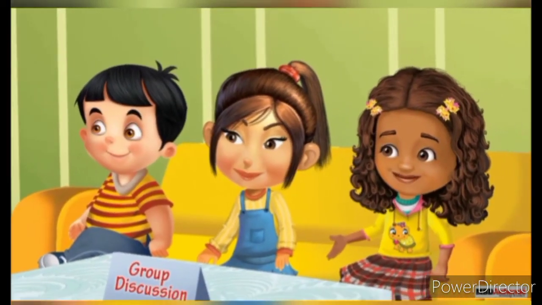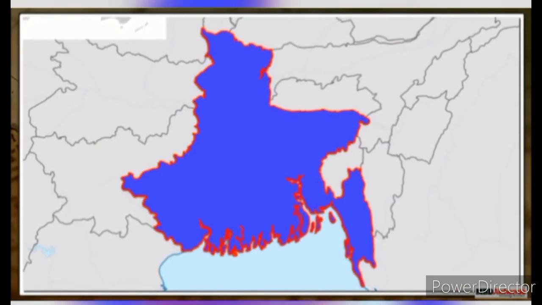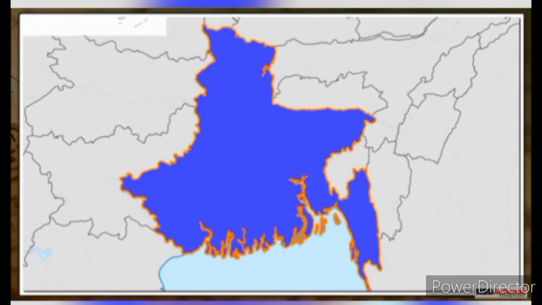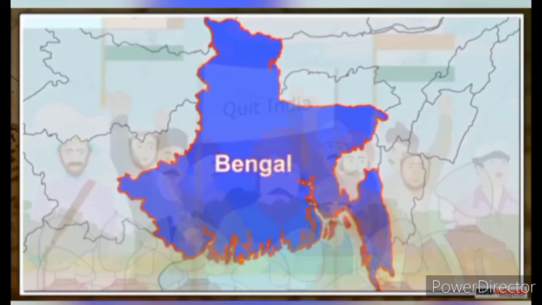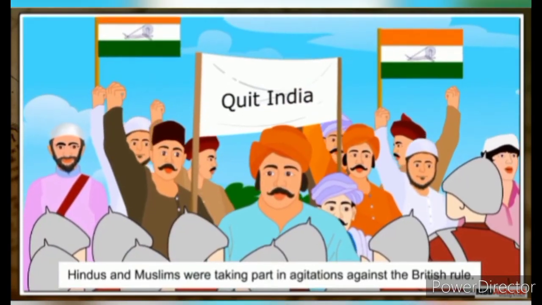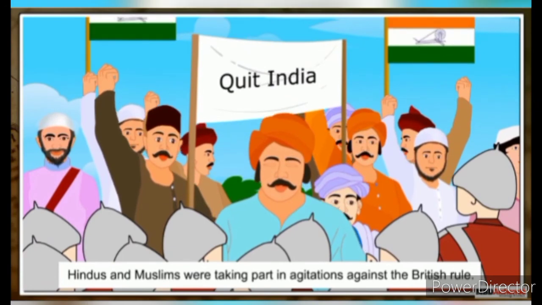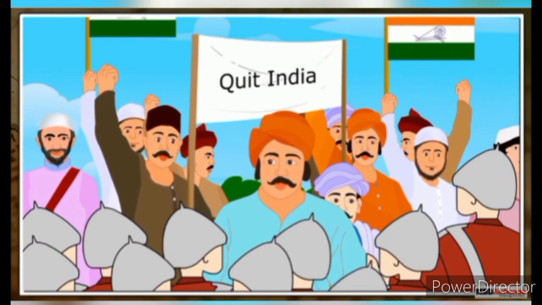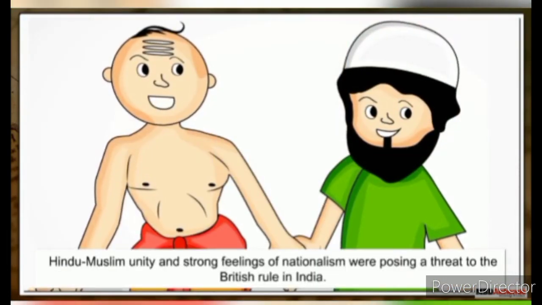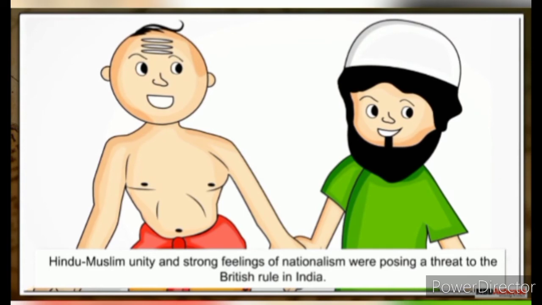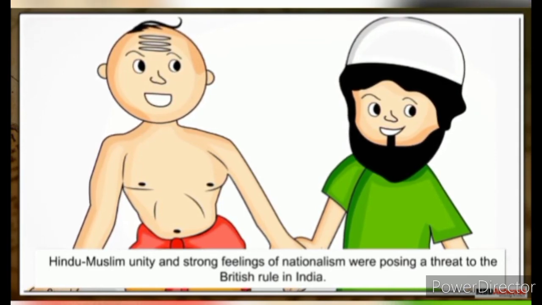Let me answer it. In the beginning of the 20th century, patriotic feelings were on the rise in the province of Bengal. Both Hindus and Muslims were taking part in agitations against the British rule. The British were afraid of this unity. This Hindu-Muslim unity and strong feelings of nationalism were posing a threat to the British rule in India.